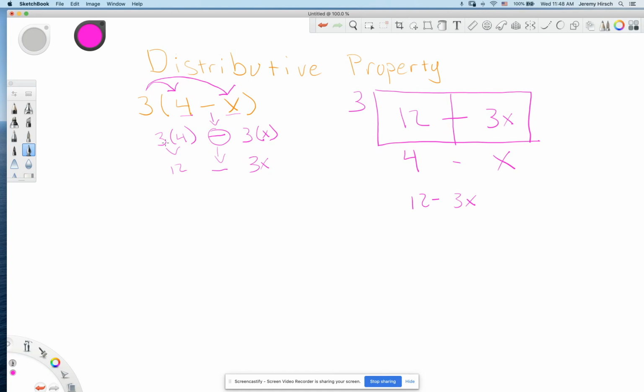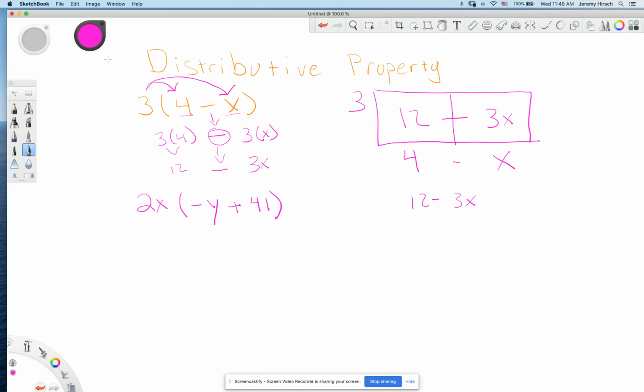So let's look at another problem. Let's say 2x times (negative y plus 41).